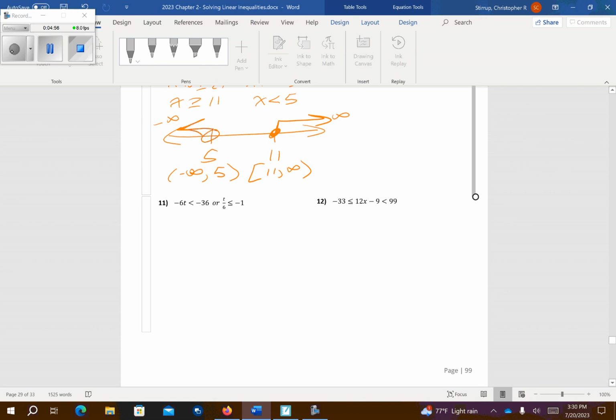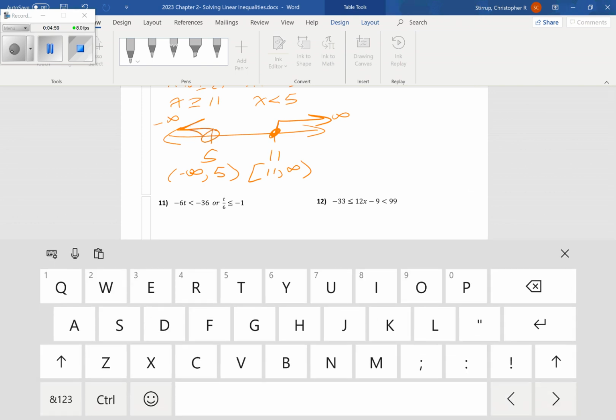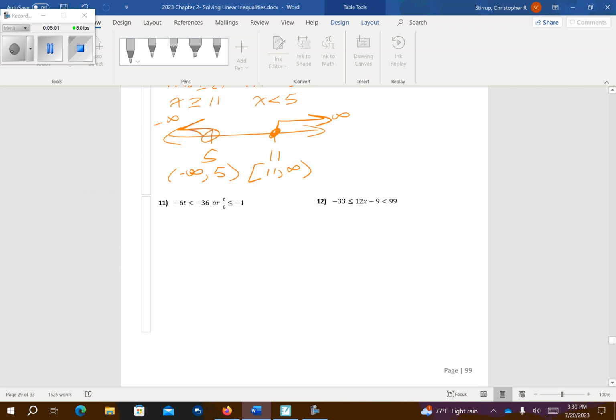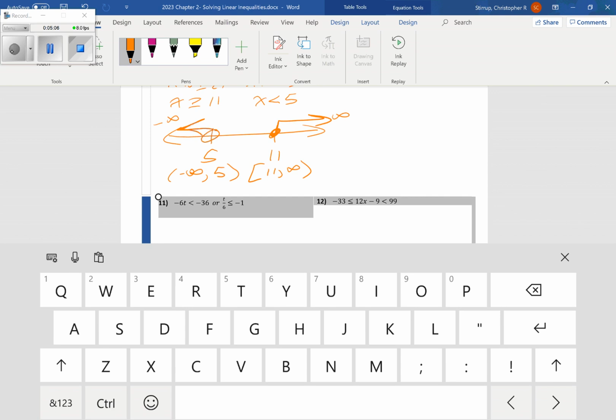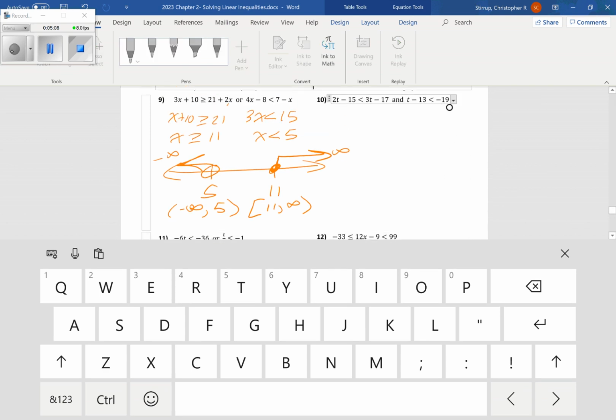Okay, number 11. Oh, shoot. There we go. Clear that. So I'm going to divide each side by negative 6. What's it doing now? Yeah, we'll call it good today.